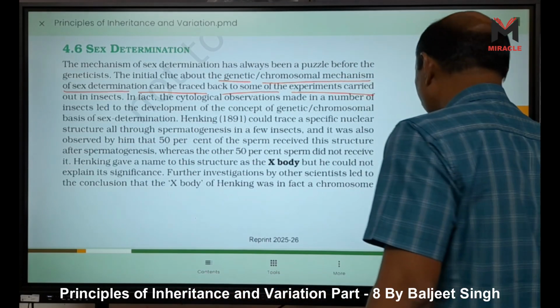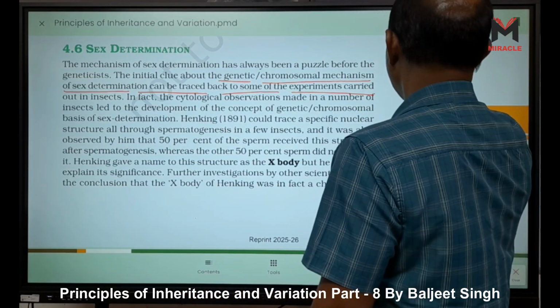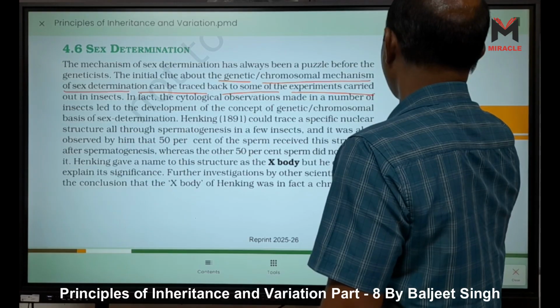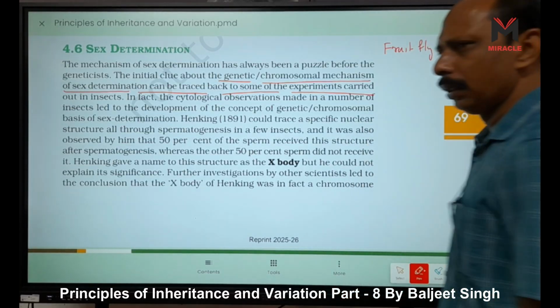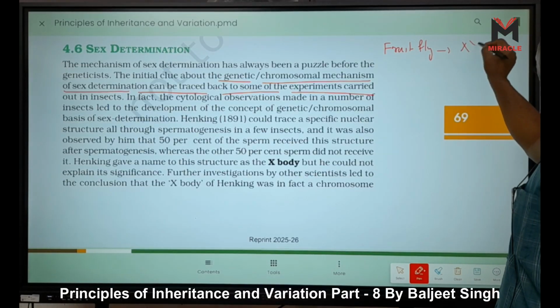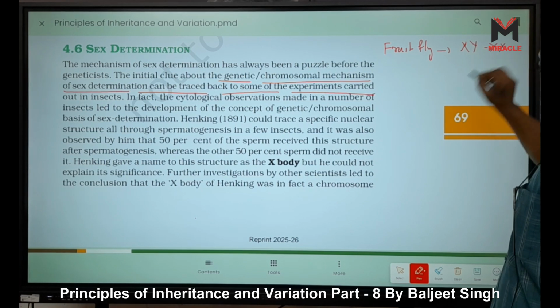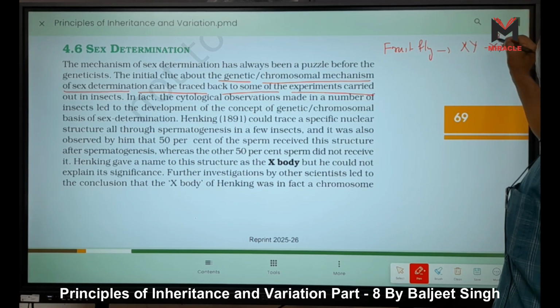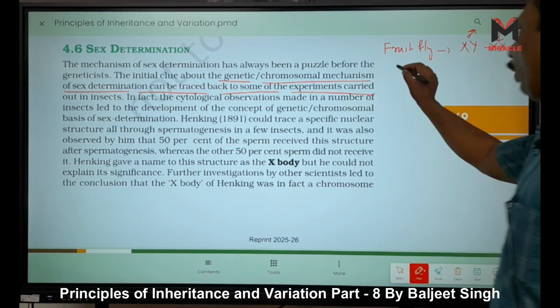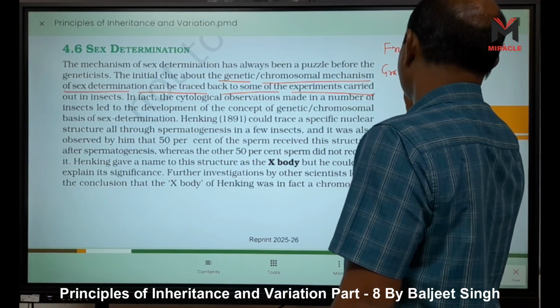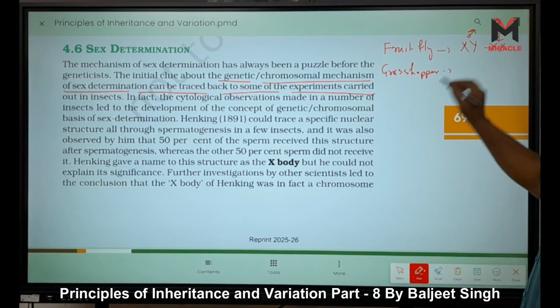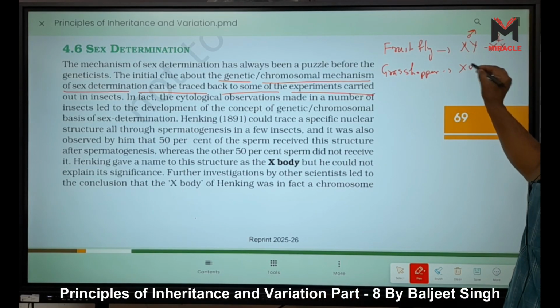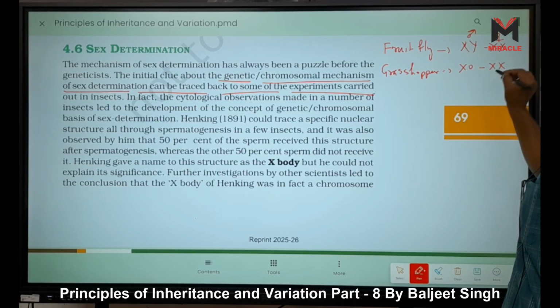As for example, in case of insects, when we see the fruit fly, you know fruit fly means Drosophila. So here it shows XY type of sex determination, XY type. This side it is female and this side it is male, right? And when we see the grasshopper, we understand that it shows X0 male and XX female.